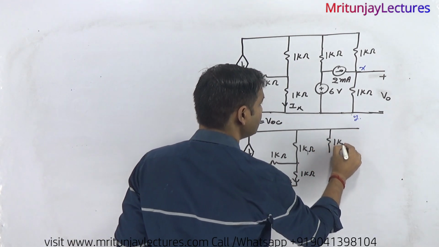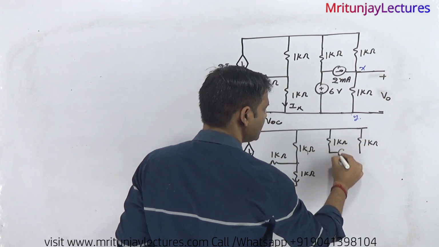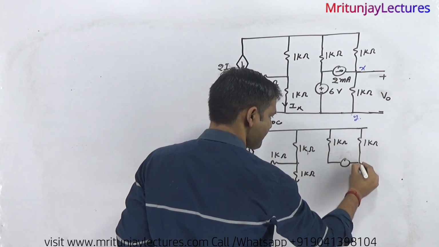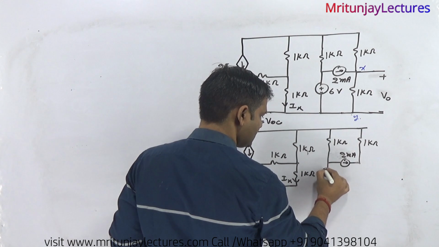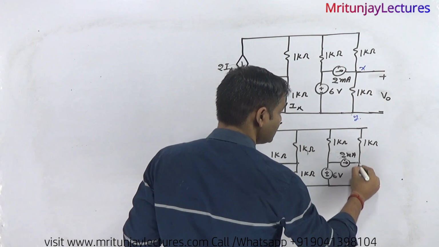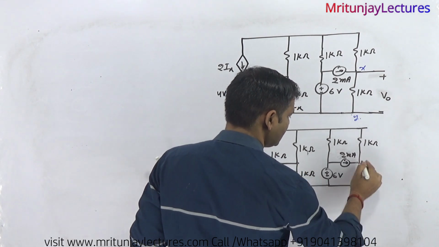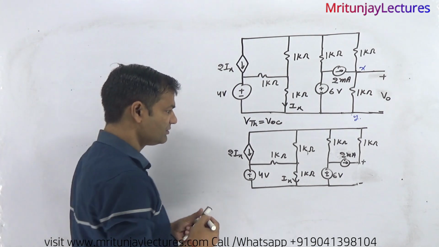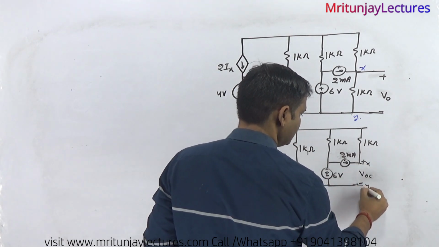Now that is 1 kilo ohm, here 1 kilo ohm, here 2 milliampere, and that is a plus-minus 6 volt source, and this one is 1 kilo ohm. First of all, this one is removed. Why? Because our motto is to determine V of OC corresponding to this terminal. This is X and here Y terminal.